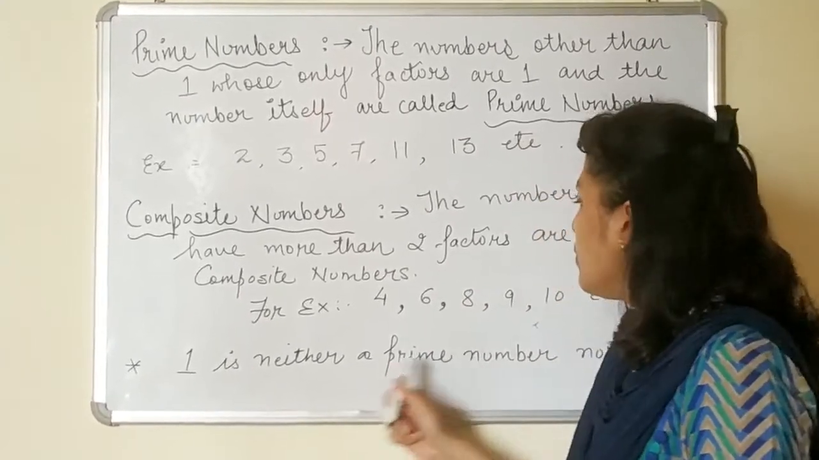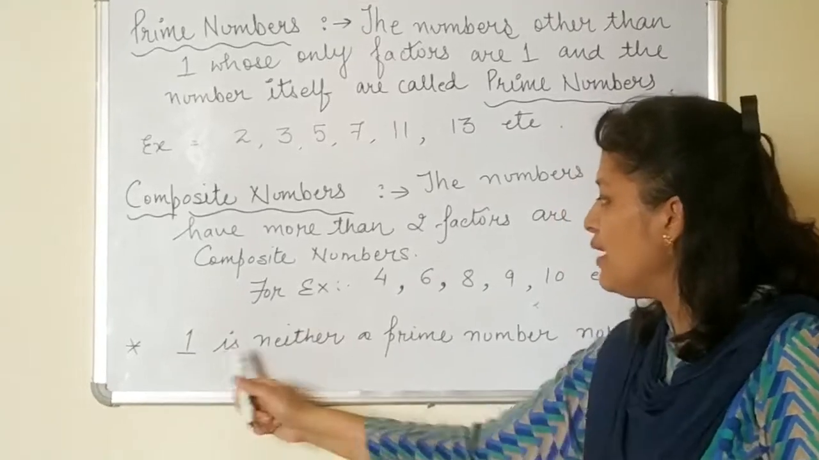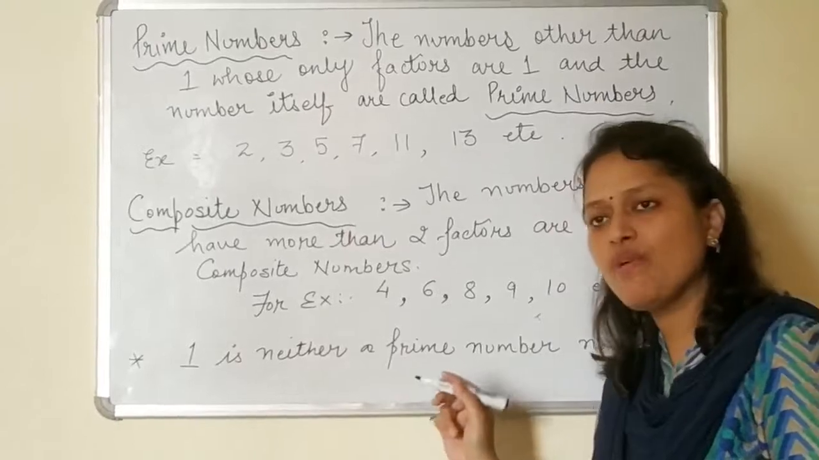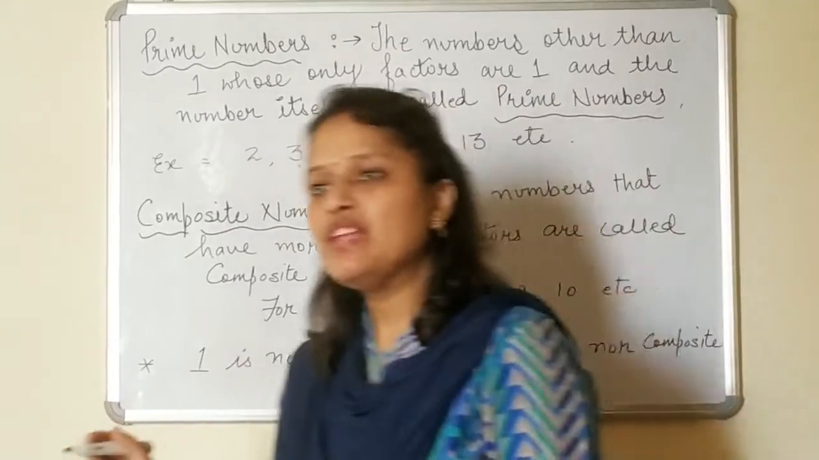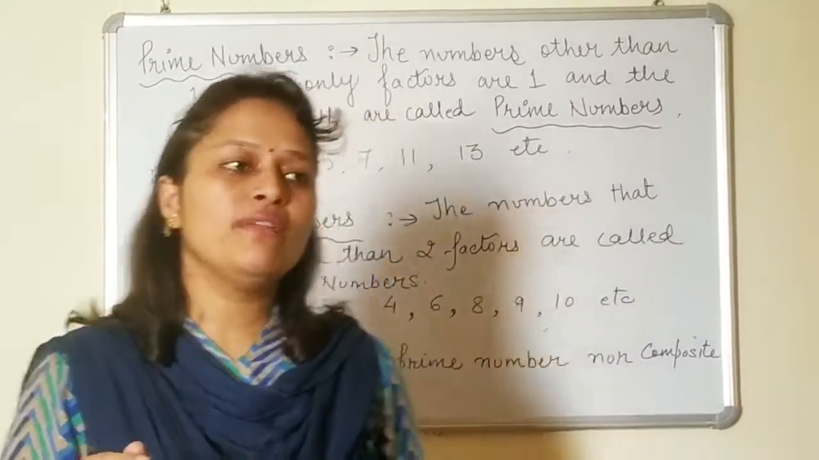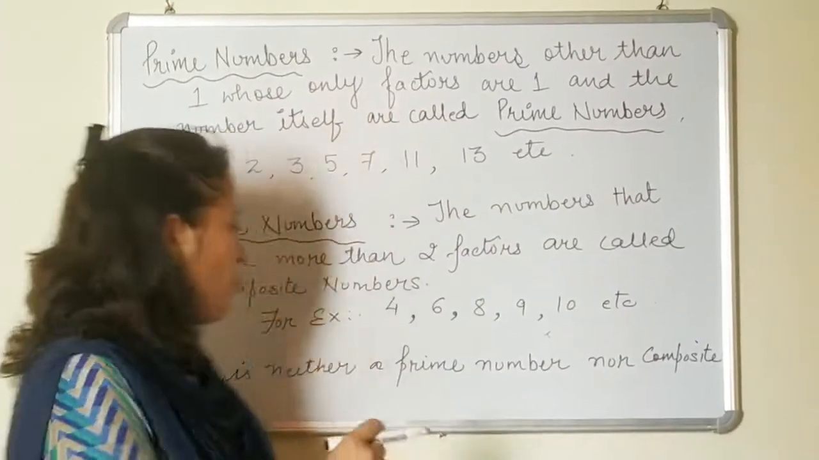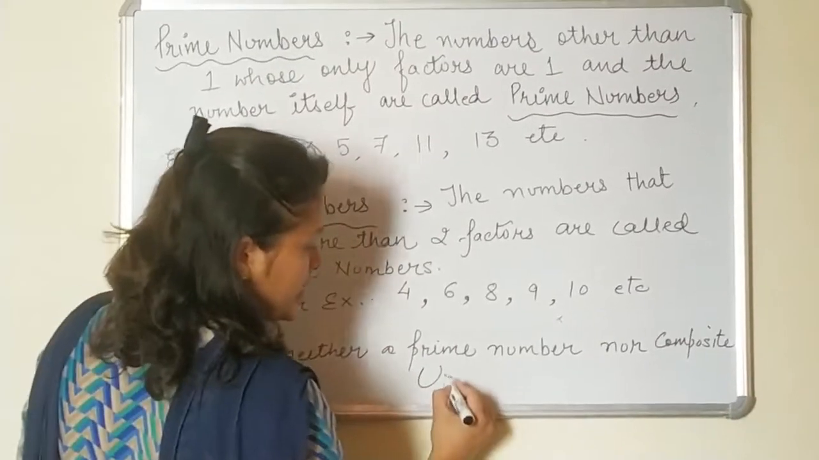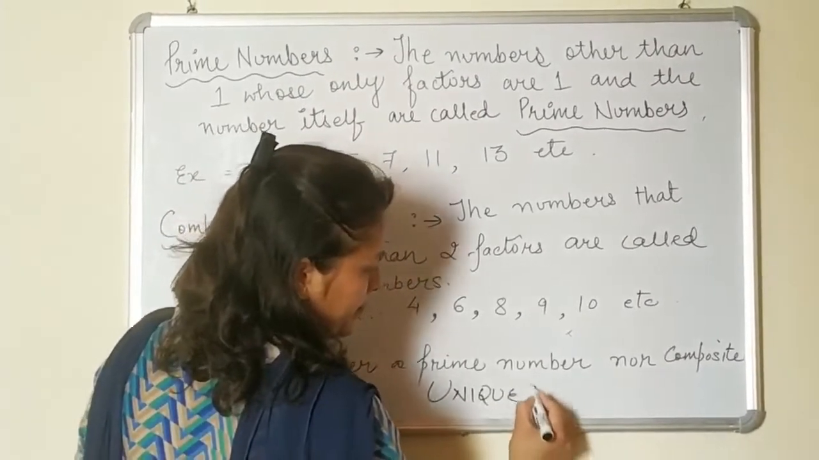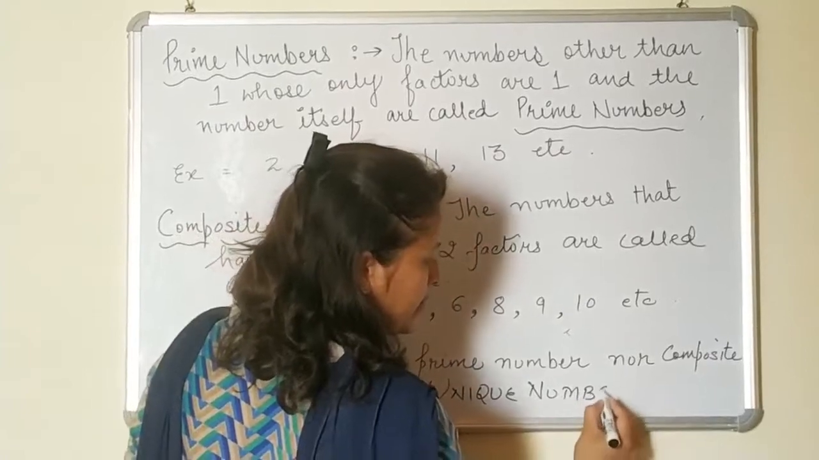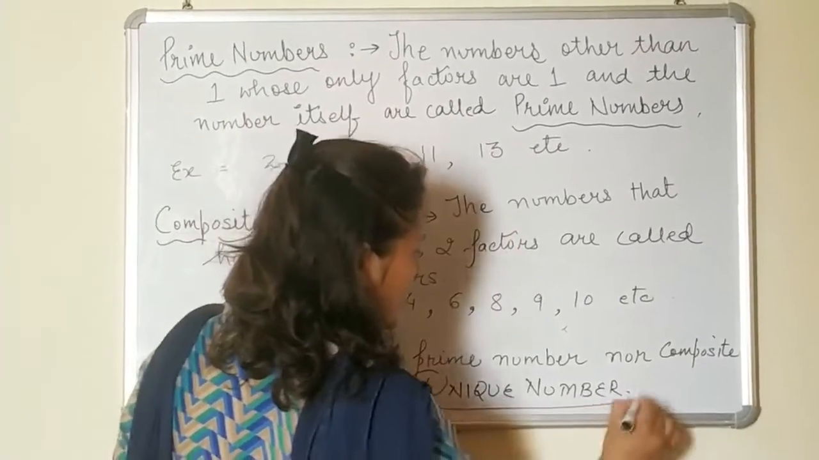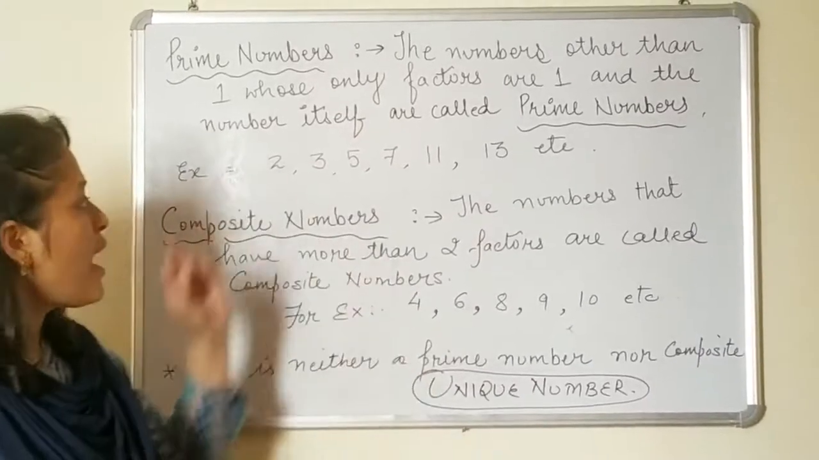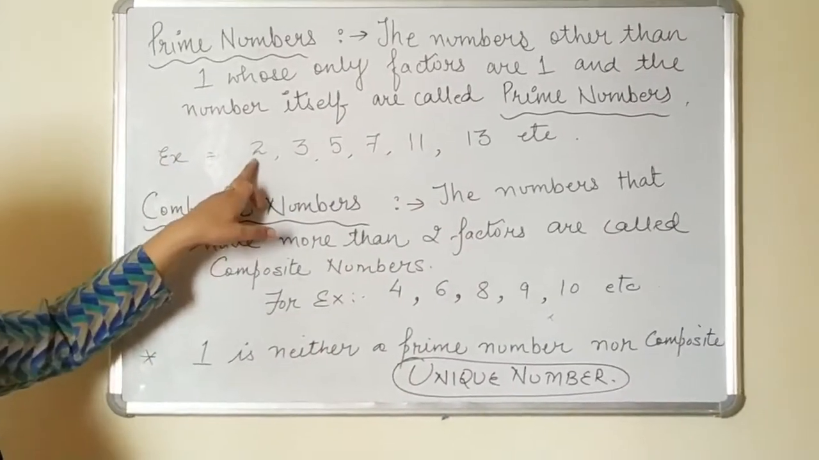Okay. Now there is an important point. 1 is neither a prime number nor a composite number. This is a very important point, children. Many children commit the mistake of stating that 1 is a prime number. No, 1 is neither a prime number nor a composite number. It is what? It is a unique number. 1 is a unique number. This number 1 is neither prime nor composite. So our smallest prime number is 2.